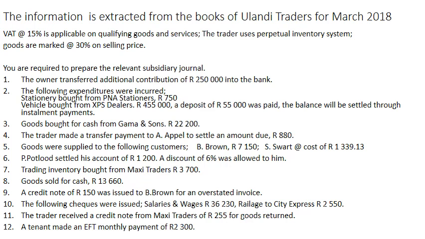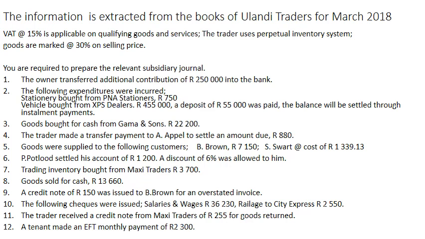Goods were supplied to the following customers: B Brown 7,150 rands. Swart, goods that were supplied cost 1,339 rands 13 cents. These are goods sold on credit to debtors. Transaction 6, Peapod Lot settled his account of 1,200. A discount of 6% was allowed to him.